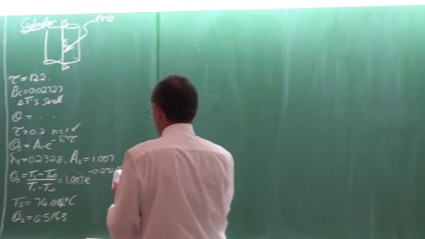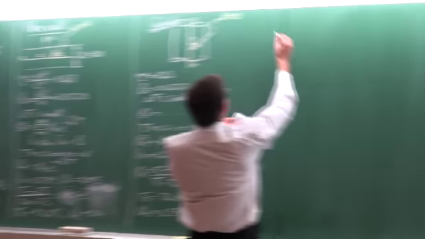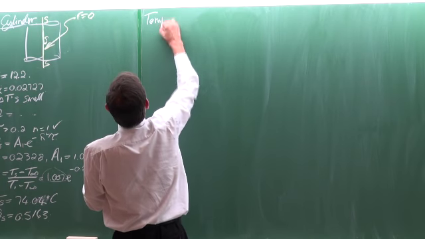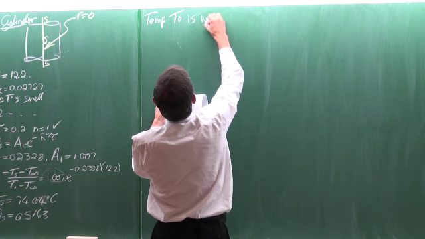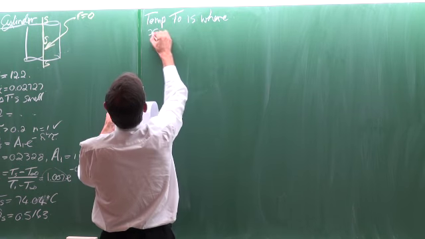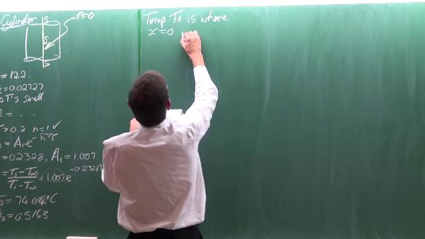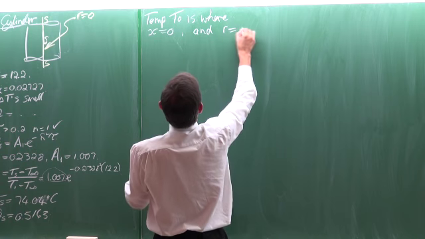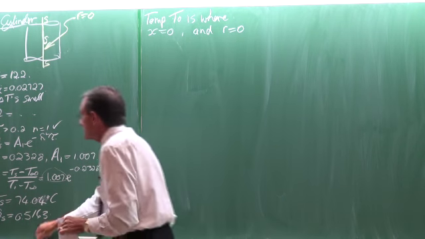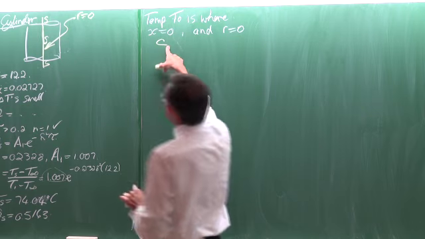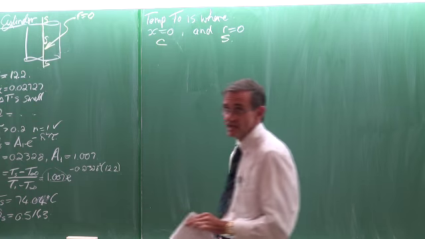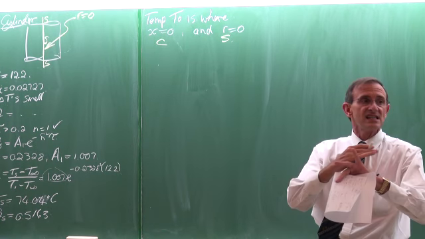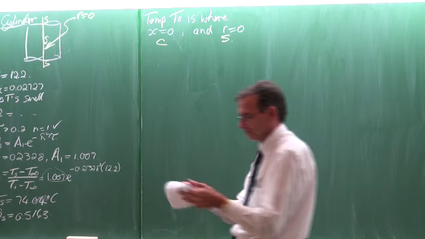Right. Okay, so what we now need to do is obviously get the temperature there. The temperature T0 is obviously where x is 0 and r is 0. Now where x is equal to 0 was the C line. When r is equal to 0, very easy, is the S line. So where the two intersect, that would be the temperature.